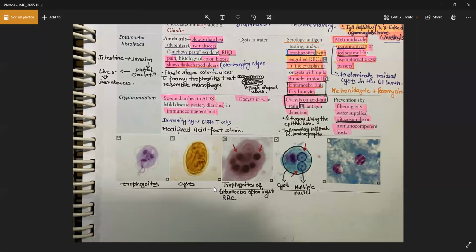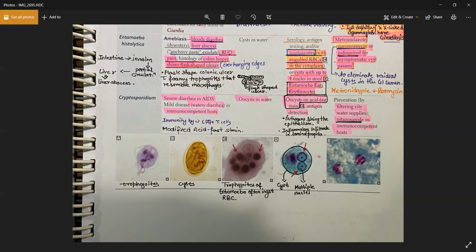And this is a cyst of this Entamoeba. As you can see, they have multiple nuclei. Okay, this is also very important. Just like the Giardia, their cysts are also multinucleated, and they can have up to 4 nuclei in the stools. Okay, the two things: their trophozoites can engulf the RBCs, and the cysts have this multinucleated structure. And they have this flask-shaped ulcer in the GI tract. On the biopsy, you can find it. You will have this bloody diarrhea, and it can also affect your liver, can cause a right upper quadrant pain or the liver abscess, of course.